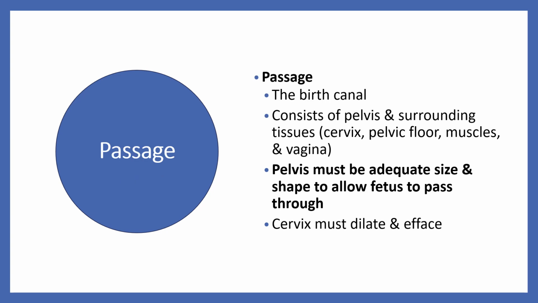For passage, this refers to the birth canal. It consists of the pelvis and surrounding tissues being the cervix, pelvic floor, muscles, and vagina. The pelvis must be an adequate size and shape to allow the fetus to pass through. Also, the cervix must be completely dilated and effaced.